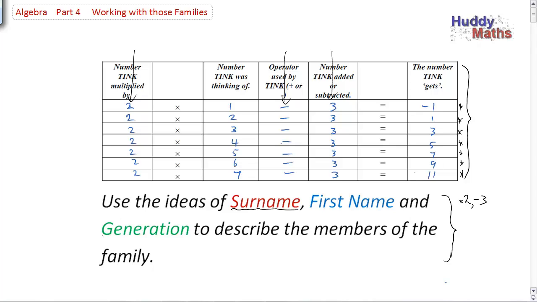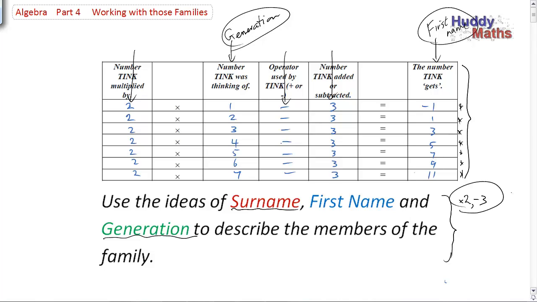Then let's do the generation next, because we saw that TINK generated family members by thinking of different numbers. So this would be the generation: what number TINK thought of. That ended up generating family members, and so these would be the family members, the actual value TINK got. So this would be the first name, or the particular family member. The generation and first name are different, but the surname, a way of generating this family, would be the same.